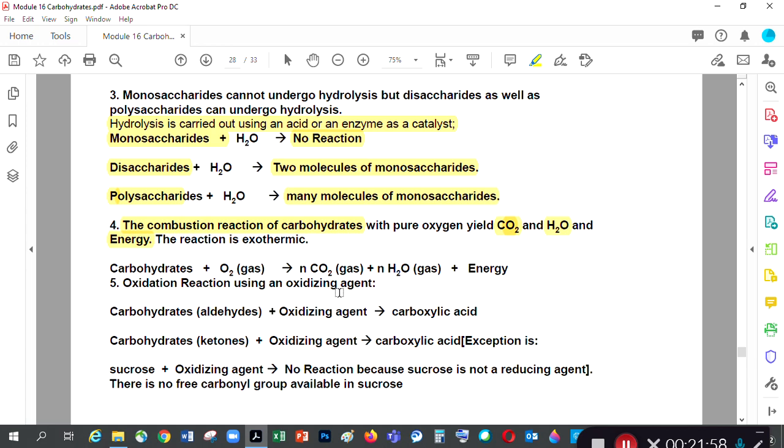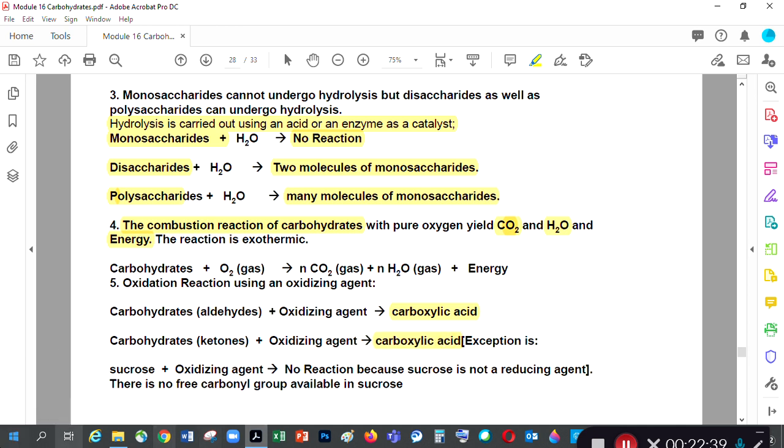Oxidation reaction using an oxidizing agent. Well, go back and look at the aldehydes and ketones modules, and you will see if you oxidize aldehydes, what you get? You get carboxylic acid, correct? And if you look at the ketones, if you oxidize normal ketones, there will be no reaction. That's true. But the carbohydrate is a special ketone. And therefore you can let them react with a mild oxidizing agent. And you get, in this case, carboxylic acid.